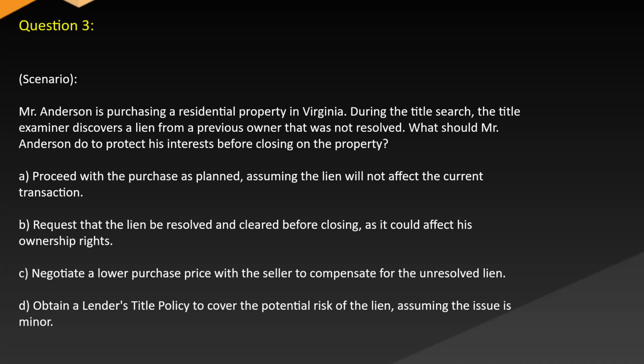A. Proceed with the purchase as planned, assuming the lien will not affect the current transaction. B. Request that the lien be resolved and cleared before closing, as it could affect his ownership rights. C. Negotiate a low purchase price with the seller to compensate for the unresolved lien. D. Obtain a lender's title policy to cover the potential risk of the lien, assuming the issue is minor.